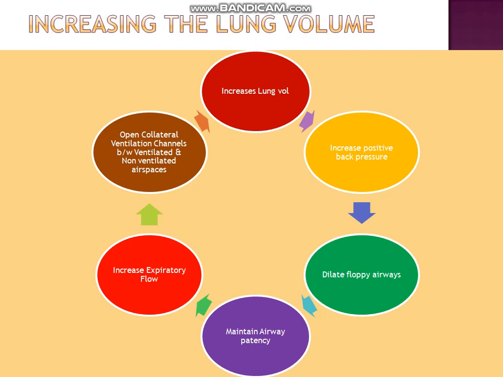Then the next concept is increasing lung volume. Now when the lung volume increases, there is an inverse relationship between volume and pressure. So when lung volume increases, it increases the positive back pressure, which dilates the floppy airways. This maintains the airway patency. This again increases the expiratory flow rate, and because of this increase in expiratory flow, there is opening of the collateral ventilation channels between the ventilated and the non-ventilated air spaces, which in turn increases the lung volume. So this goes on and helps to clear the secretions.